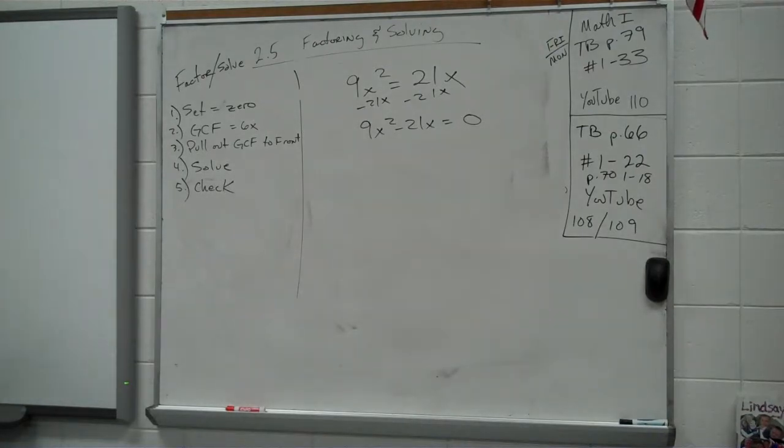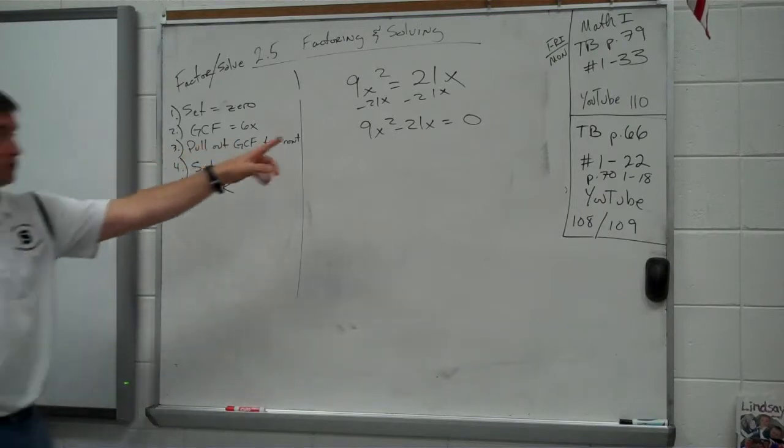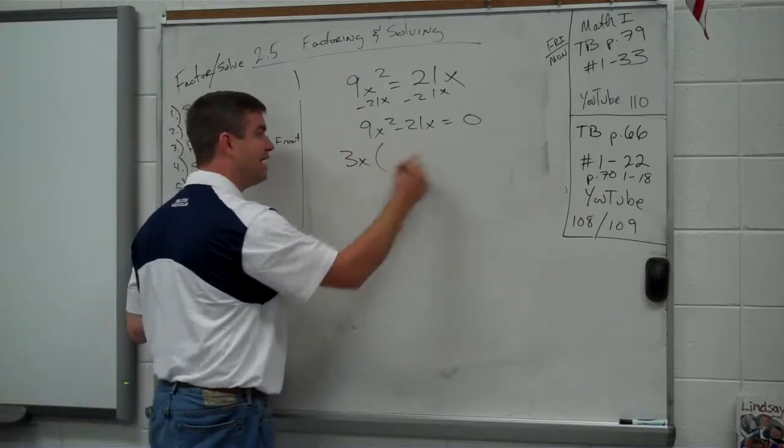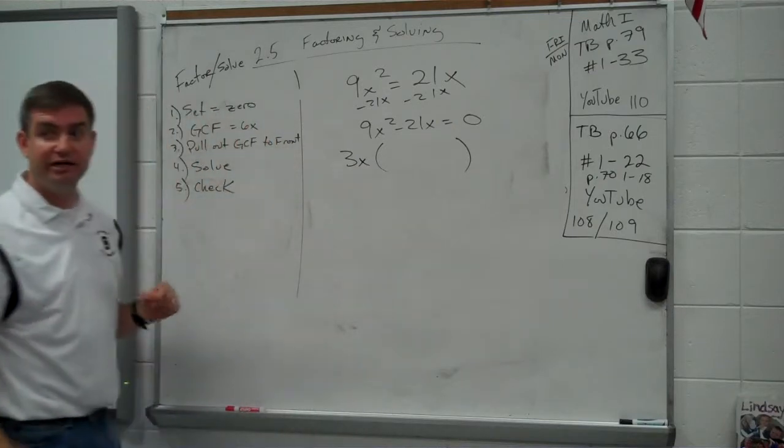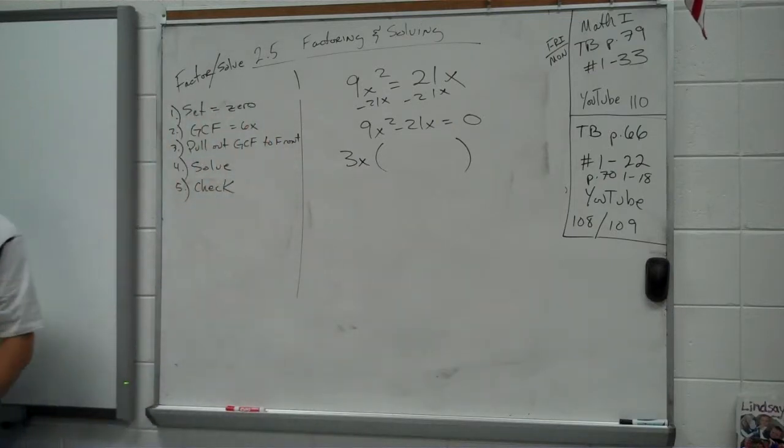Greatest common factor. 9x squared, 21x. What goes into both of those? What is the greatest common factor? 3. 3 what? 3x. x goes into x squared and x. So I pull a 3x out to the front. Here's the hardest part, knowing what goes inside the parentheses. I pull the 3x out.